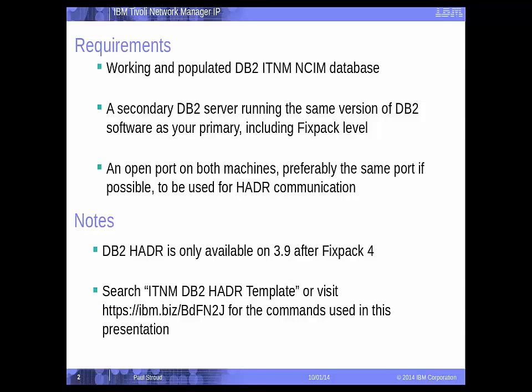You'll need a populated DB2 ITNM NCIM database, and you want to have already run a domain against this to be sure everything is populated properly. You need a secondary DB2 server running the same version of DB2 software as your primary, including the fix pack level. You also need an open port on both machines, preferably the same port if possible, to be used for HADR communication. Note that DB2 HADR is only available on 3.9 after FixPack 4.